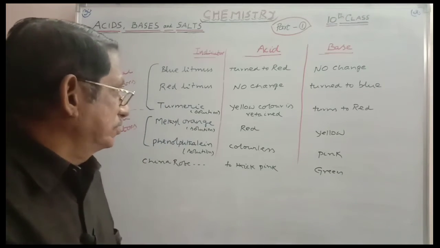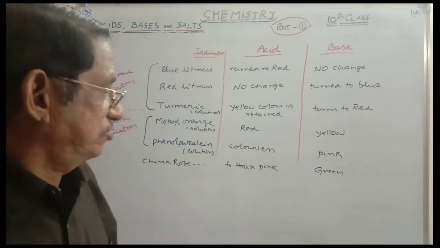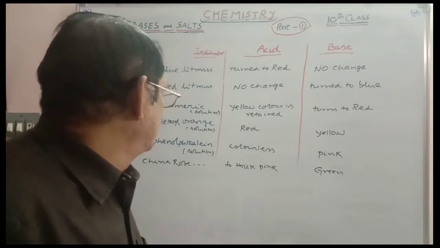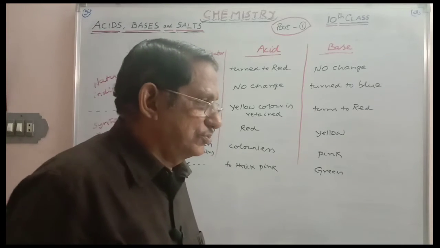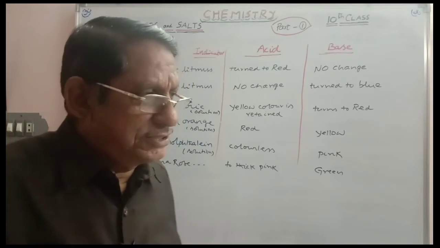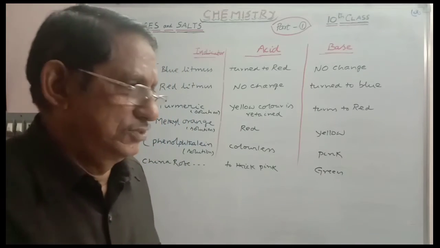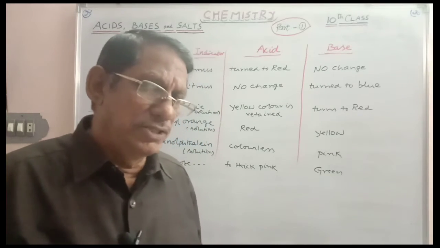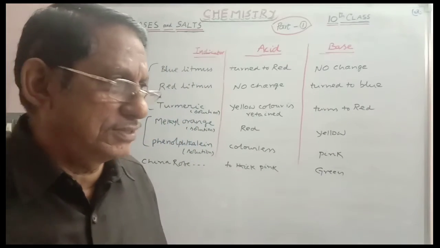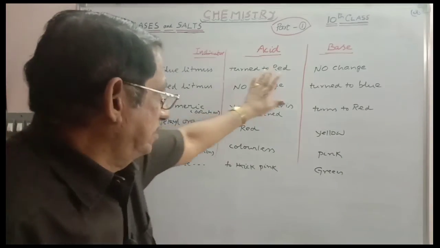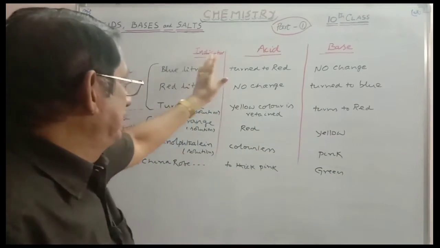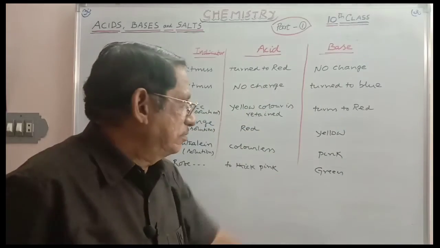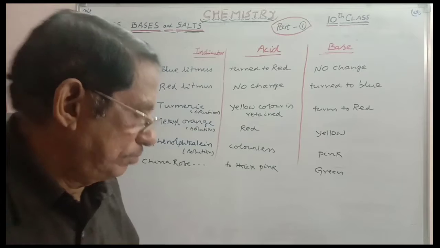Generally, if the litmus solution you are taking is neither acid nor base, the solution is neutral. In such a case, what is the color exhibited by litmus? The color exhibited in the case of a neutral solution is purple. It is of course not that important. So these are the different colors given by the indicators, natural and synthetic, in acidic medium and basic medium. Okay, please note it.